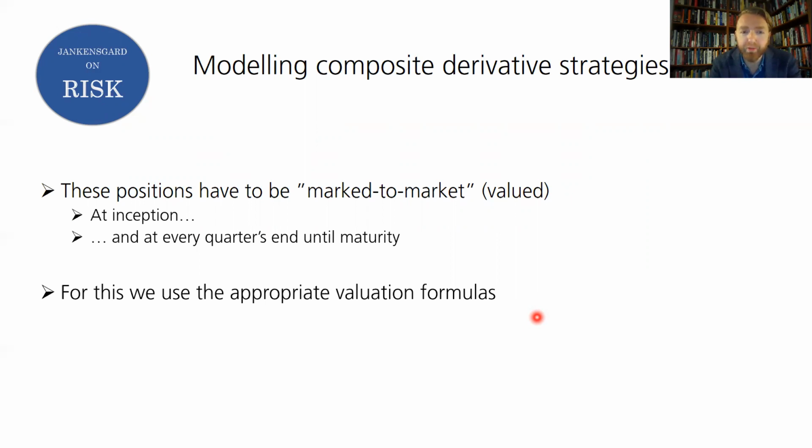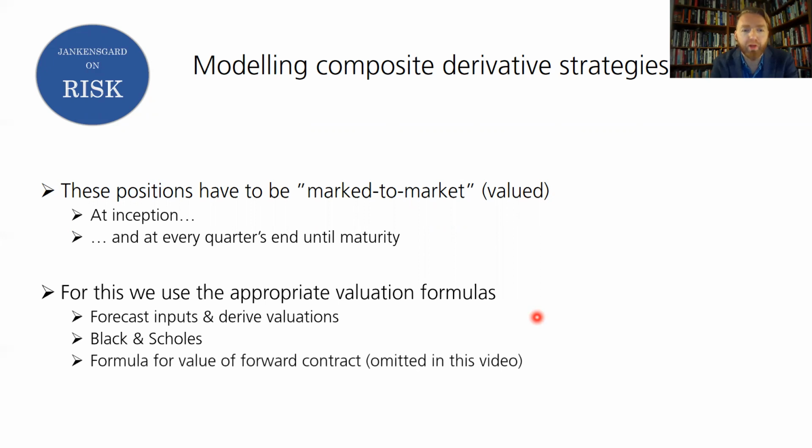Right? So this means we have to use the appropriate valuation formulas. We then generate forecasts for these inputs, the inputs in this formula. And then using the formula, we just derive a valuation in each quarter going forward in the forecast. And that's typically Black-Scholes. You can be as ambitious as you want here, but we're using Black-Scholes for illustrative purposes. There's also a formula for the value of a forward contract. We don't do that here because we've covered that in another video.